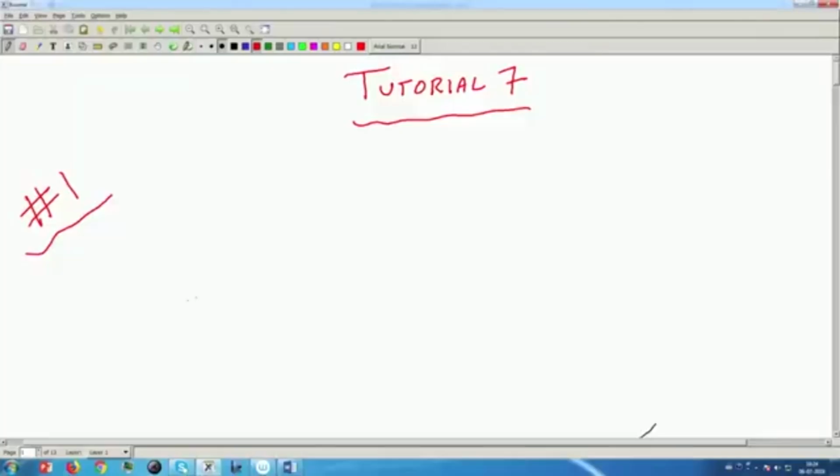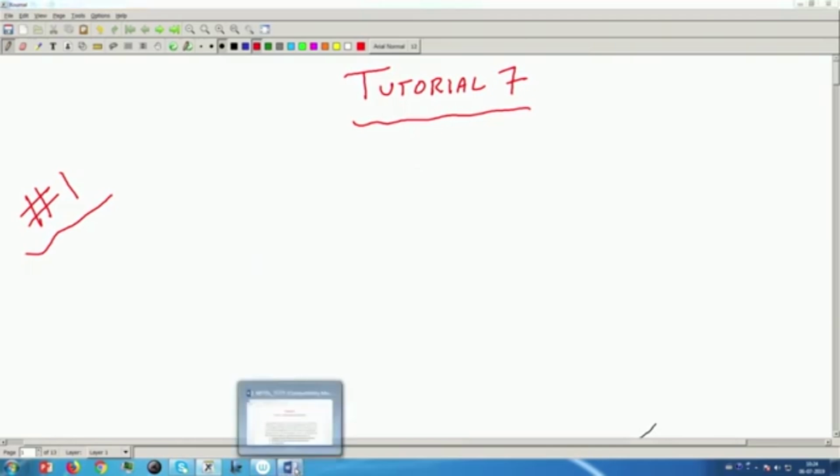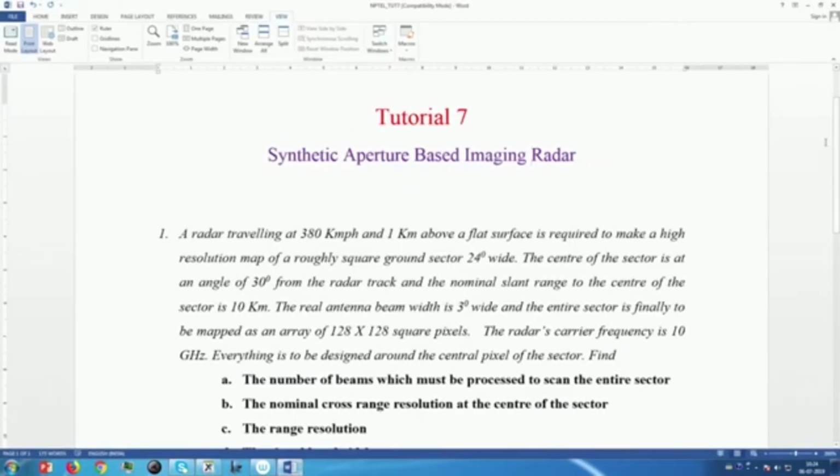Welcome to the NPTEL lecture on principles and techniques of modern radar systems. We have in previous lectures discussed the synthetic aperture technique. Today we will see one problem on that. It is a design problem. So, with this problem we will do the tutorial.